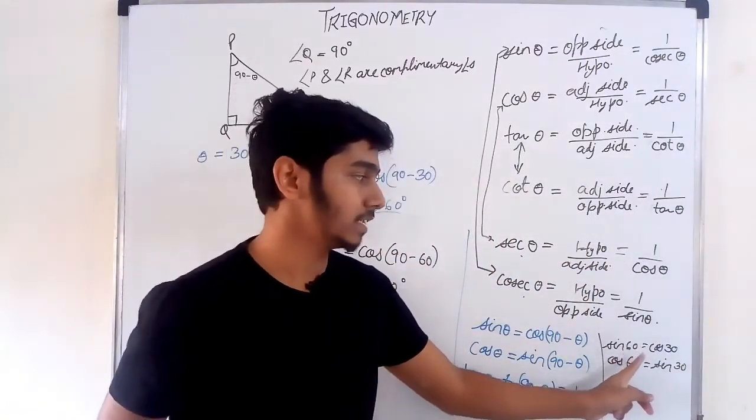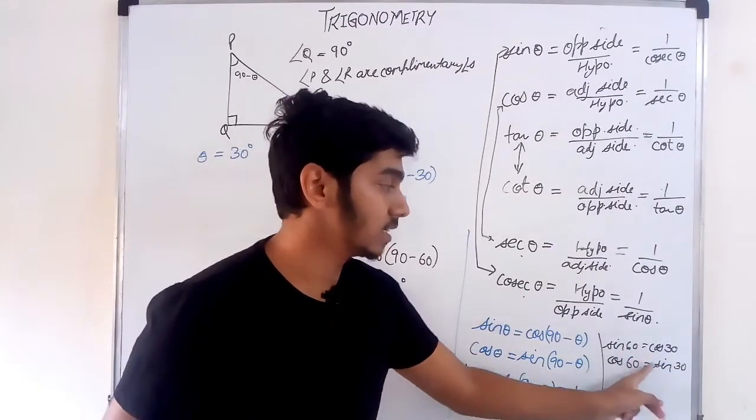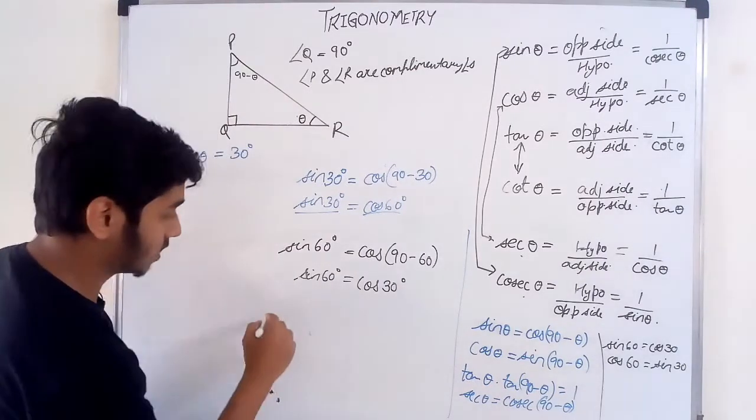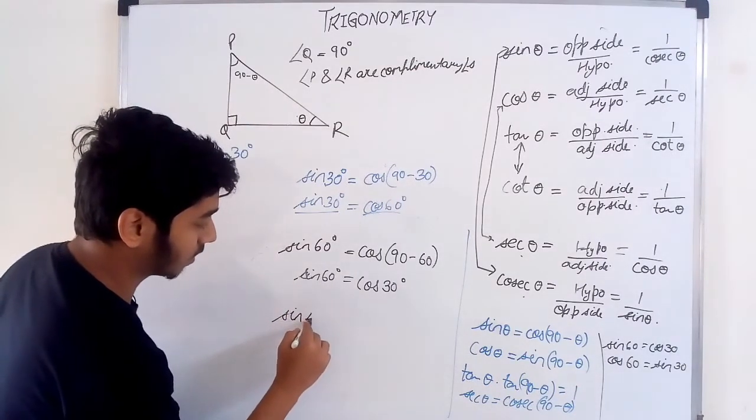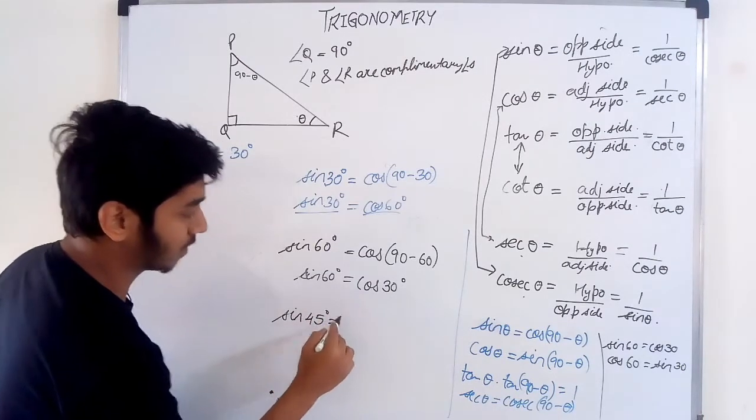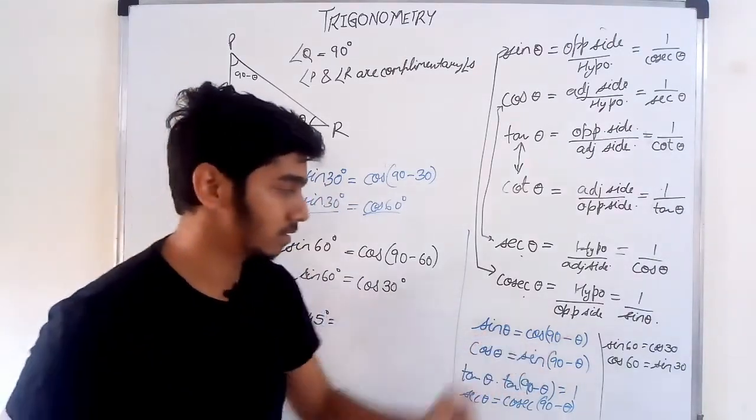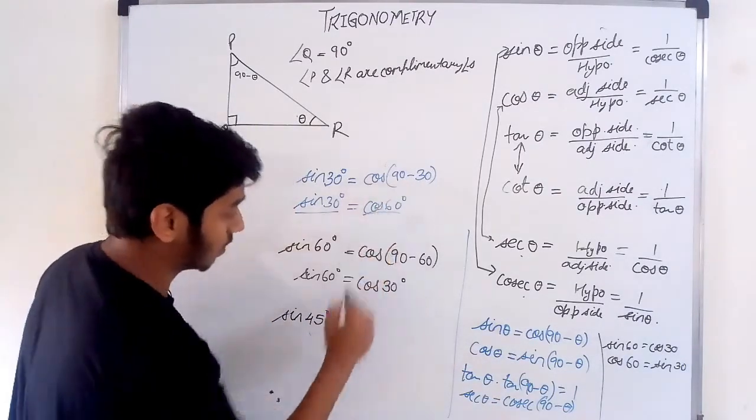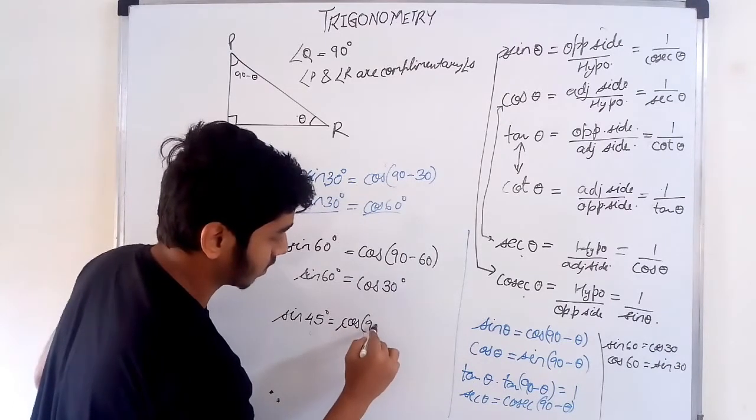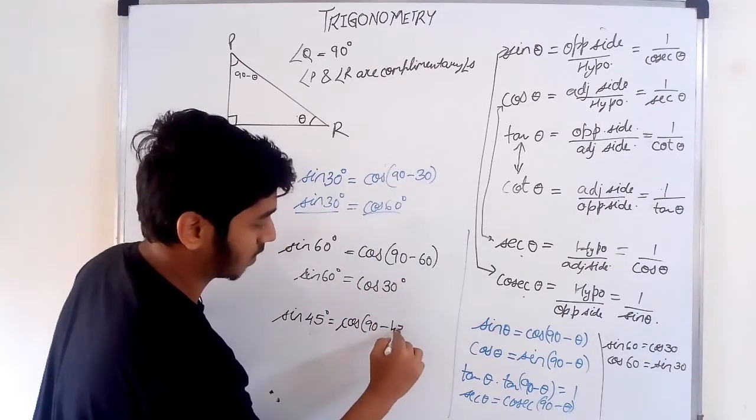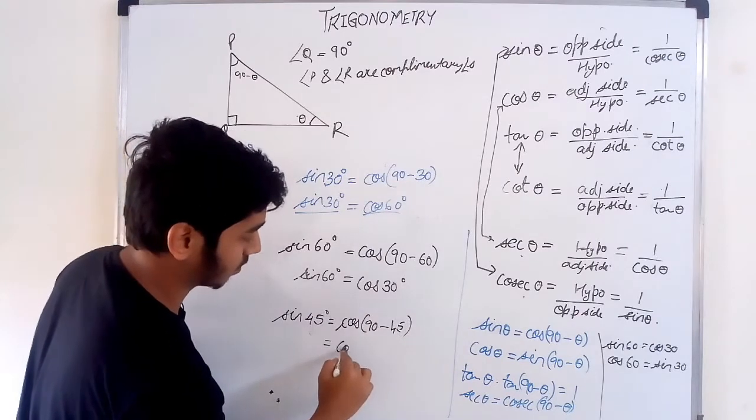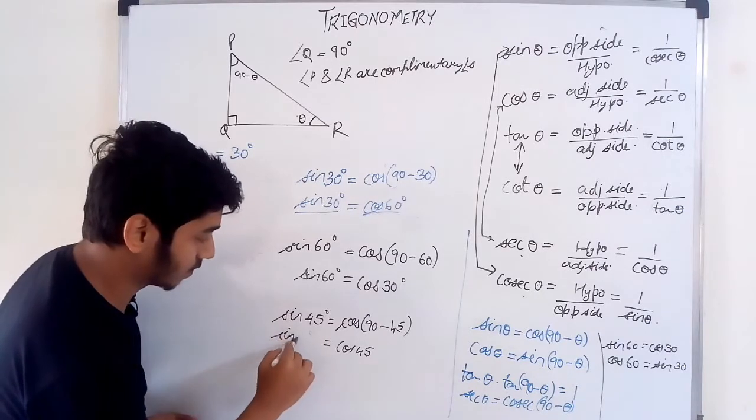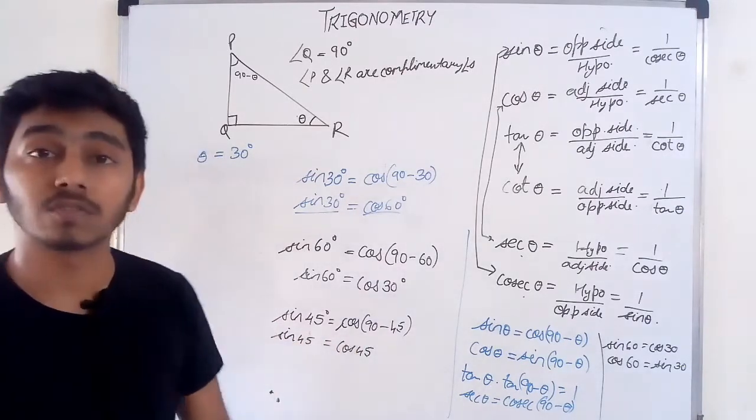Okay, sin 60 is cos 30 and cos 60 is sin 30, vice versa. Now if you see, let's put theta as 45 degree. What do we get? Sine 45, and then this is cos of 90 minus 45, which is cos 45. So if you see, sine 45 is same as cos 45.